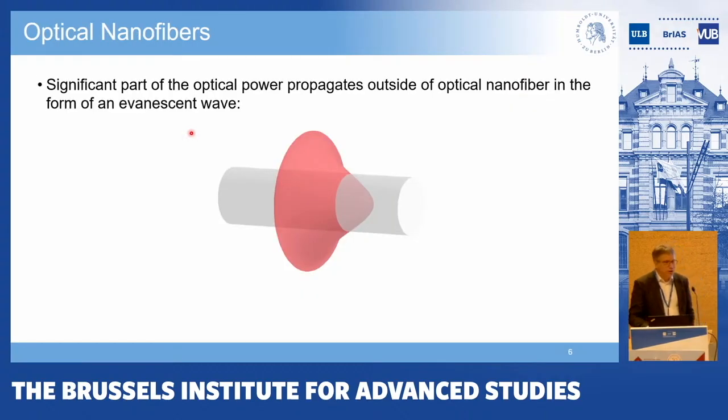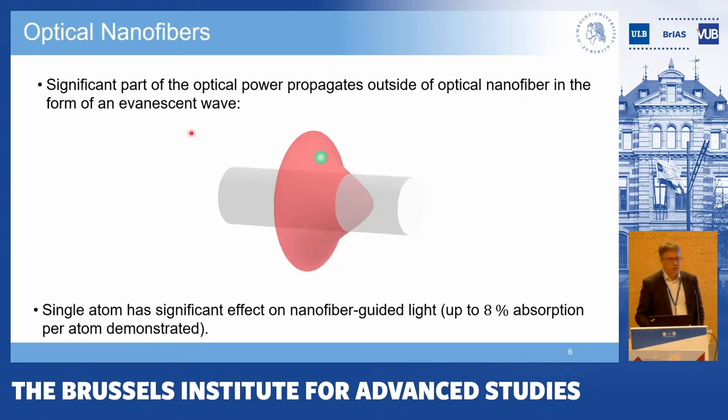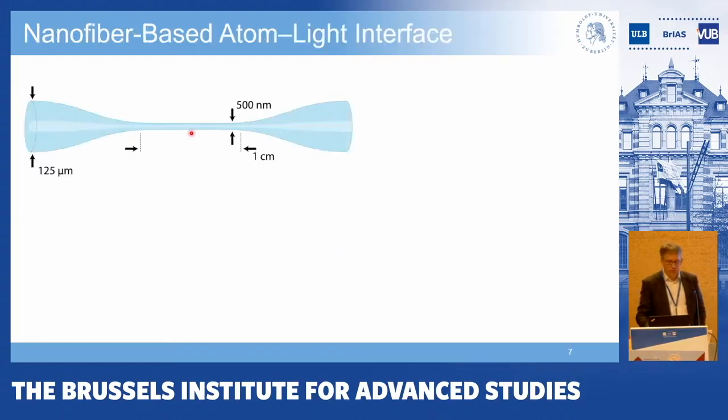So, if we now couple atoms to this evanescent wave around a nanofiber, then this is pretty efficient coupling. So we can actually have absorption of 8% per atom, okay, so almost 10%. It doesn't sound like a lot, but compared to free space focused beams, this is already a good number. And then it's also actually possible to have many atoms coupled, and then you get really very highly efficient nanofiber-based atom light interfaces.